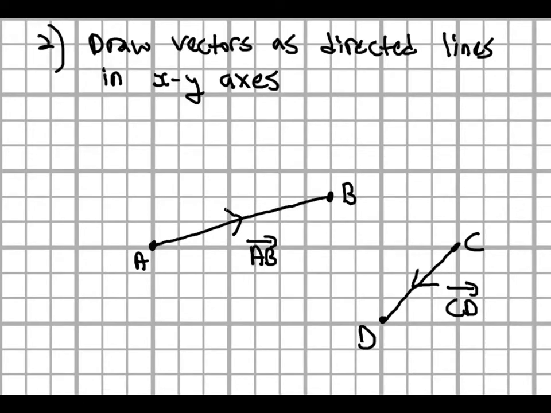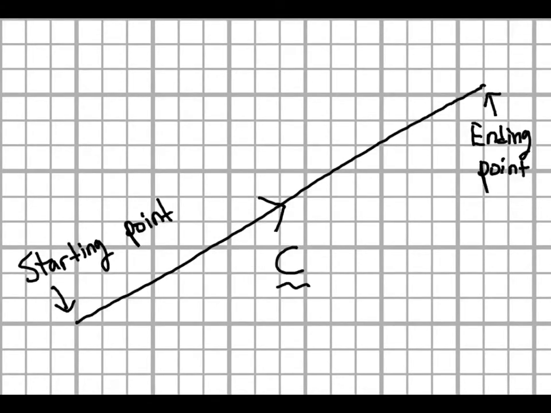Note that a vector can also be named using a small letter with a curly line below it, as seen here. Now, the starting point and the ending point are not shown, but you should always know that the arrow always points from the starting point to the ending point. So, the starting point is on the left and the ending point is on the right.